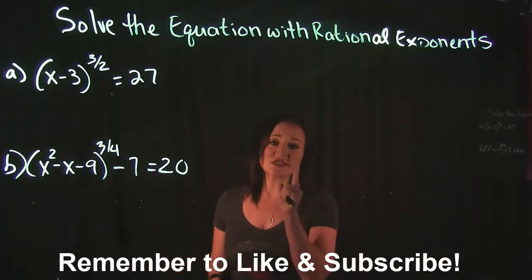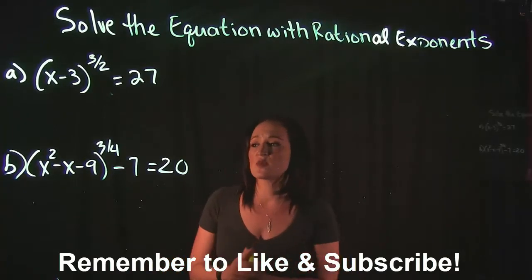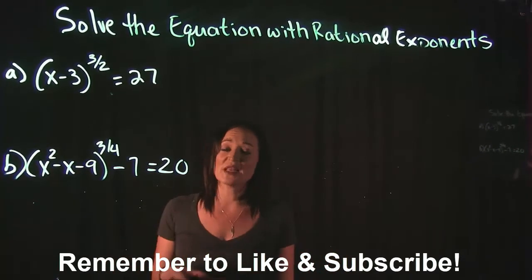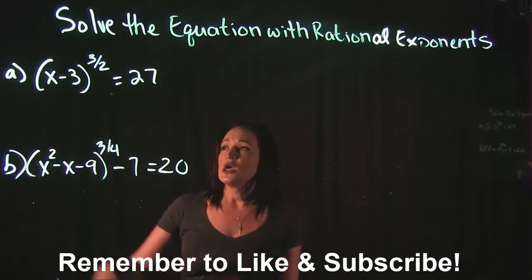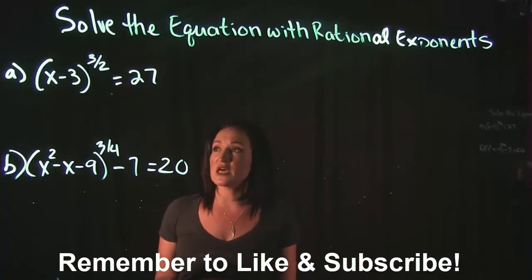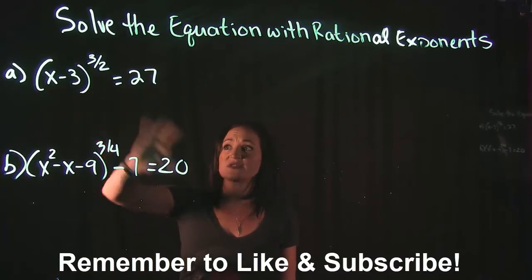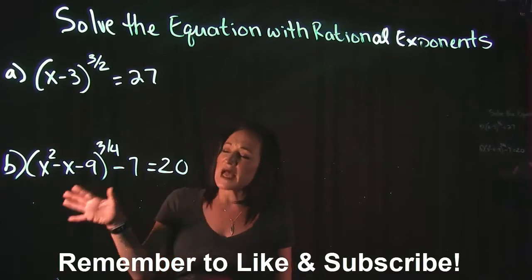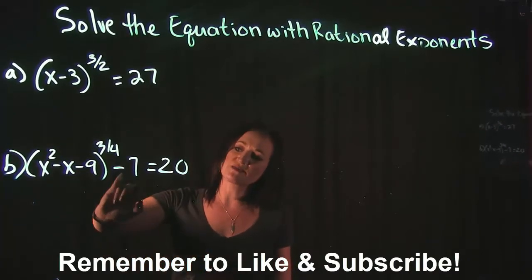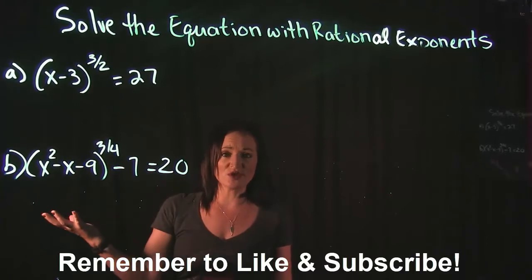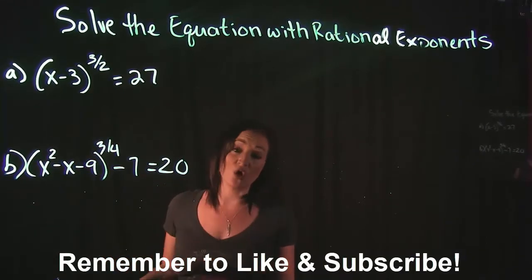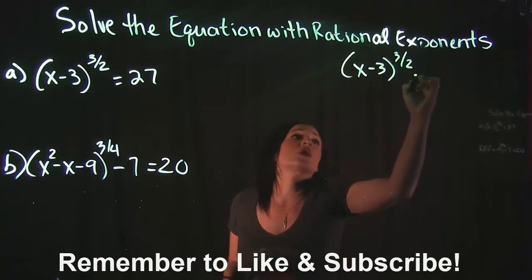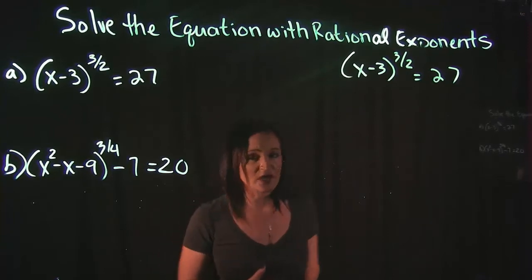3/4. So the first step that you want to do when working with these kind of problems is to get your term that has your fractional exponent completely by itself on one side of the equation. You can see example A is already done for us. The x minus 3 to the 3 halves is by itself on the left-hand side of the equation. That's the way that we want it. Example B is almost there. It has this minus 7 hanging out. So the first thing we would do for example B is move that 7 over to the other side. So A is already in the proper form for us.